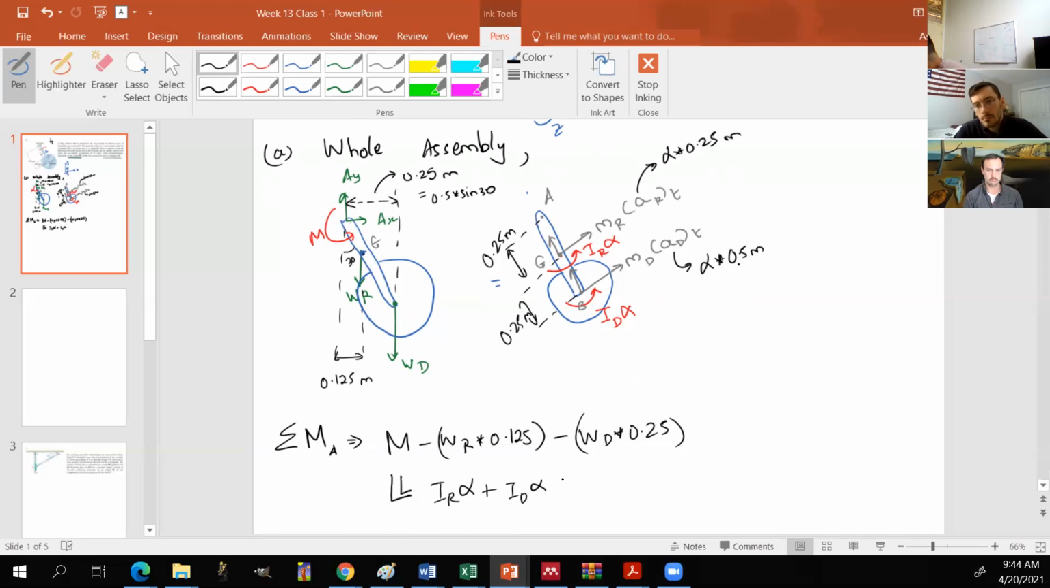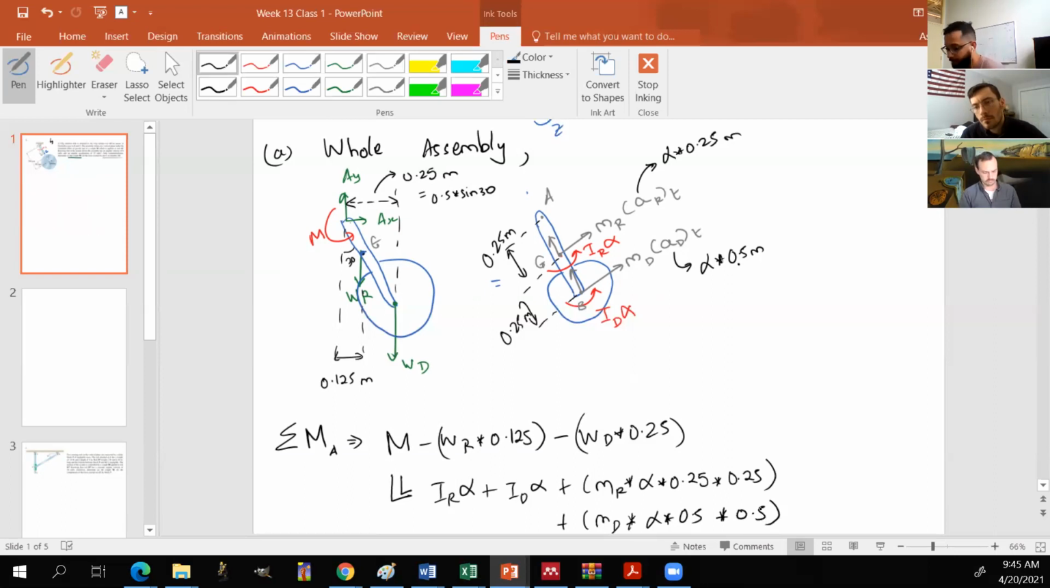So you have plus, and the force there is MR times, because we want a lower amount of unknowns, we're going to convert this into alpha. So you have alpha times 0.25, right? So that's my force. Multiply that by the distance to get the moment. And then you have the same term, but for your disk. So that will be MD times alpha times 0.5, which is the acceleration, and then times 0.5 meters again to get the moment.